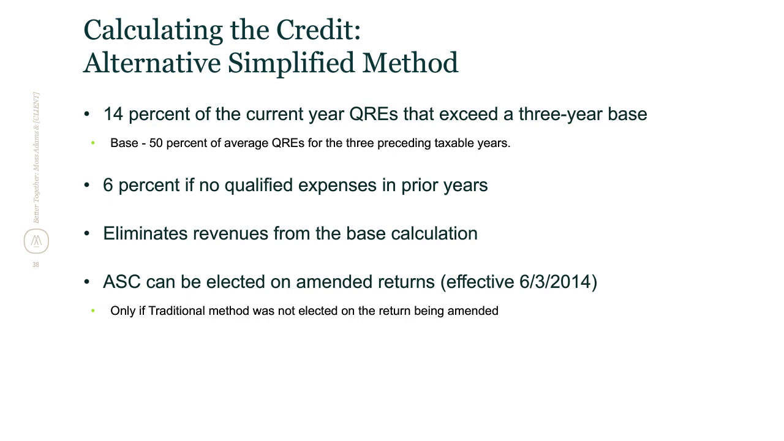It's also important to mention that the ASC can be elected on effect or on amended returns as of 2014. The caveat being only if the traditional method was not elected on the return being amended. So if we're going back to, say, 2014, amending a return that credits were claimed on using the traditional method, we'd have to stick with the traditional method. For amending a return where there are no credits claimed, we can use the ASC.